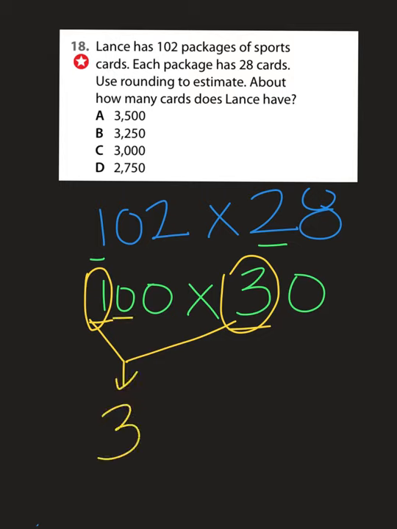Count our zeros. 1, 2, 3 zeros. 1, 2, 3 zeros. And then we add our comma for our thousands place value. And our answer is about, because he did ask about how many, he's got about 3,000. Good job, guys. One more word problem to go, and that's going to be number 19.